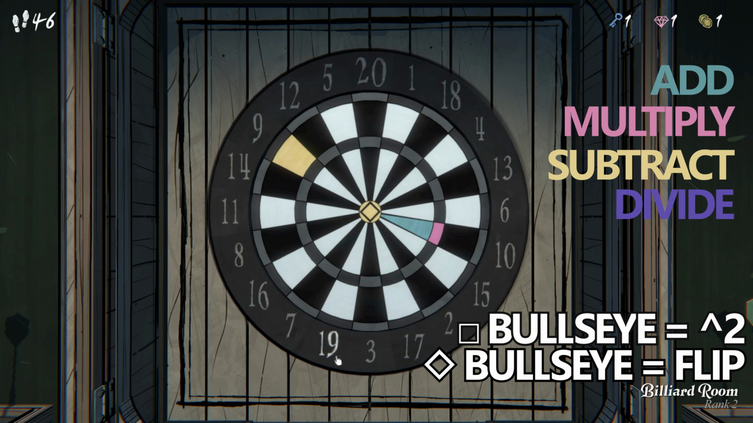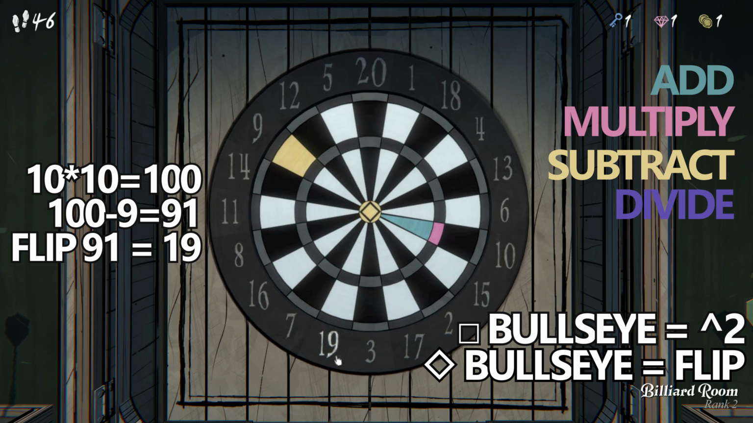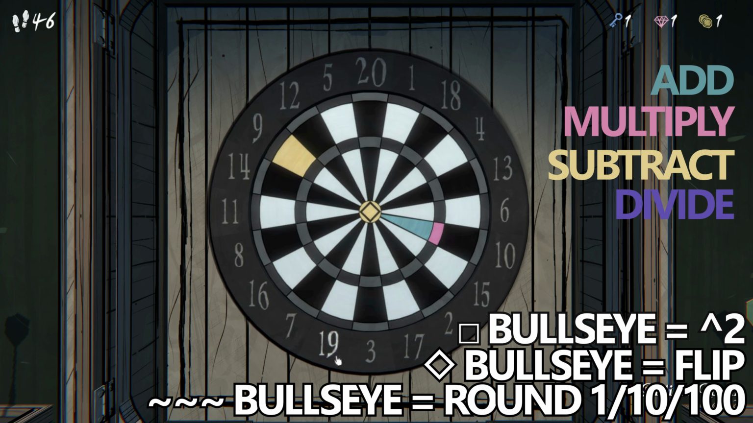In this case, we're going to multiply before we subtract. A diamond in the bullseye means we have to flip the number during that step. In this case, that's 10 times 10 to get 100, minus 9 to get 91, and 91 flipped is 19, which is our answer. You can also get squiggly lines in your bullseye, which means you need to round your answer during that step to the nearest digit, 10 or 100, depending on the amount of squiggles.